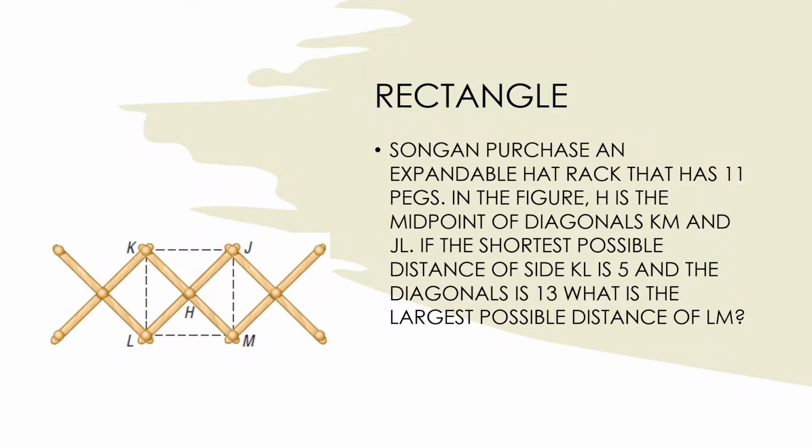Songan purchases an expandable hat rack that has 11 pegs. In the figure, H is the midpoint of the diagonals KM and JL. If the shortest possible distance of the side KL is 5 and the diagonal is 13, what is the largest possible distance of LM?